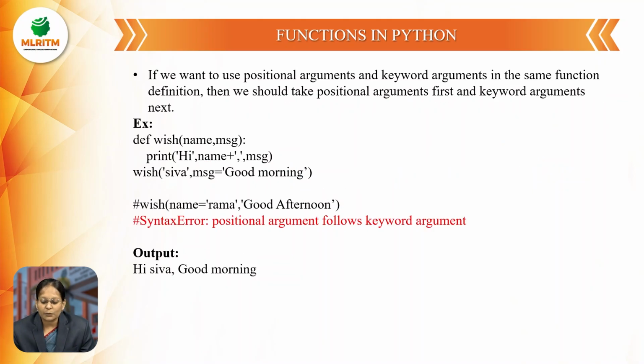Next, if you want to use positional arguments and keyword arguments in the same function call, then we should take positional arguments first and the keyword arguments next. So the priority is first positional arguments, then keyword arguments. Suppose you call a function with a keyword argument first and a positional argument next, then it will give an error like this.